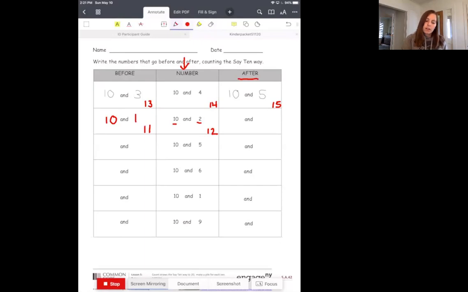So let's go ahead. You know what? It might be a little bit easier if you put the numbers down first. Hold on. I think my dog is barking. Let me fix him. Okay, sorry about that.